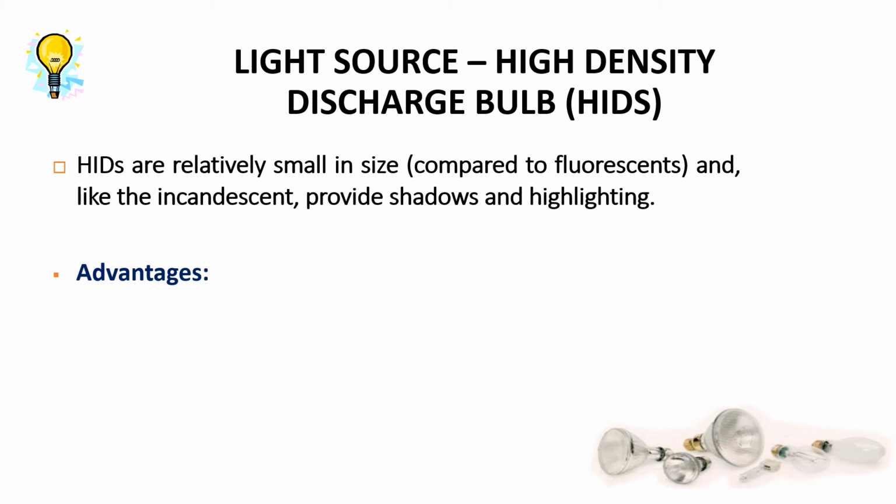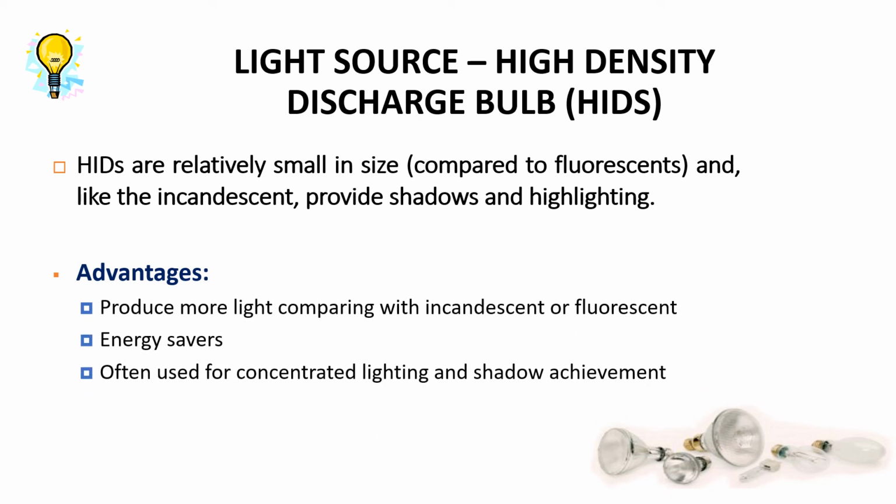So next are the advantages of the HID bulb. It produces more light compared with incandescent or fluorescent. They are energy savers and often used for concentrated lighting and shadow achievement. However, visual merchandisers are still in favor of fluorescents for general lighting, and halogens and low voltage incandescents for accenting purposes. The disadvantage of the HID lamp is that it requires a warm-up period to be fully lit up.